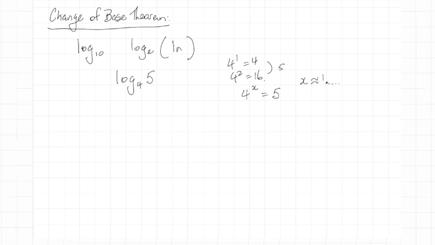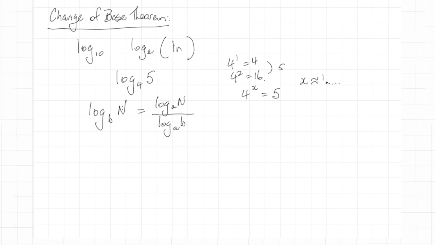We use what's called the change of base theorem, and it's fairly straightforward. If you want the log of n to base b, it will be equal to log of n to base a over log of b to base a. All right, a bit of mumbo jumbo, but let's have a look at what the pattern says.